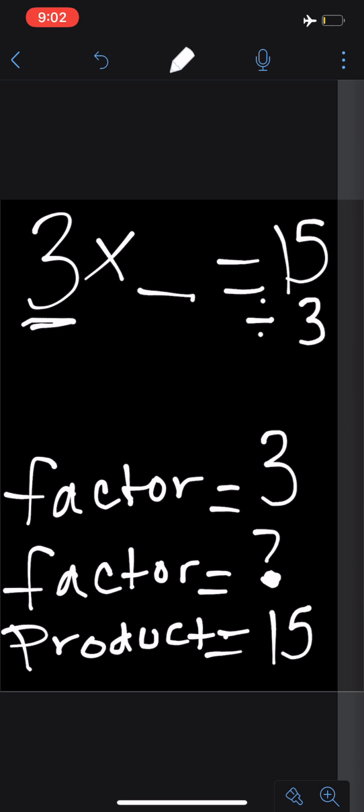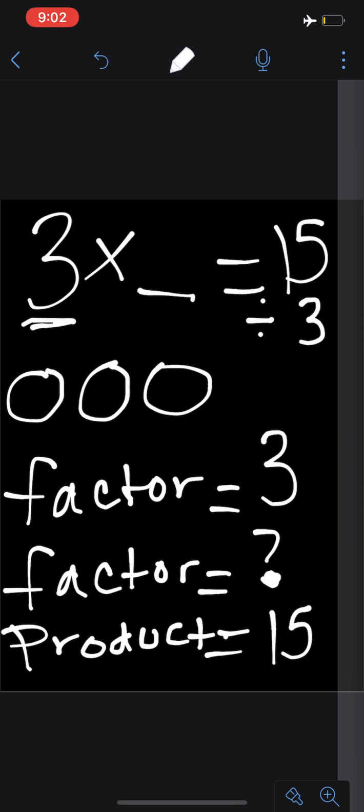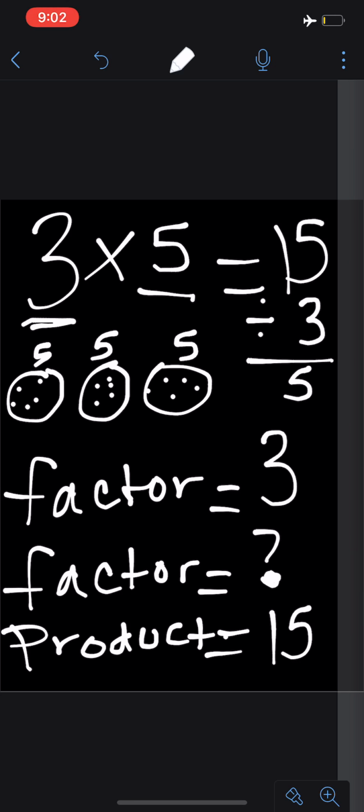To solve 15 divided by 3, what I can do is draw 3 groups and put a dot in each group until I get to 15. 1, 2, 3, 4, 5, 6, 7, 8, 9, 10, 11, 12, 13, 14, 15. And now I'll just count the number of dots in each group. 1, 2, 3, 4, 5 in each group. So 15 divided by 3 equals 5. So now I'll just plug in that number. 3 times 5 equals 15.